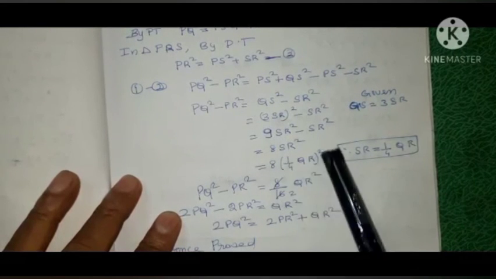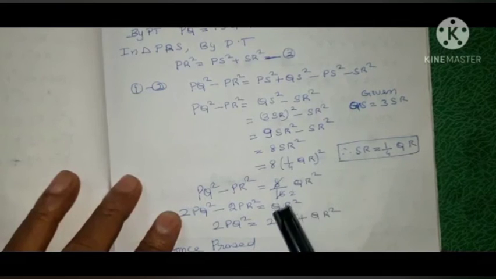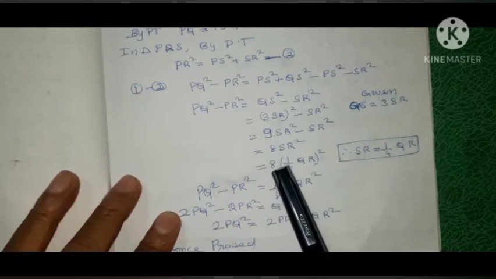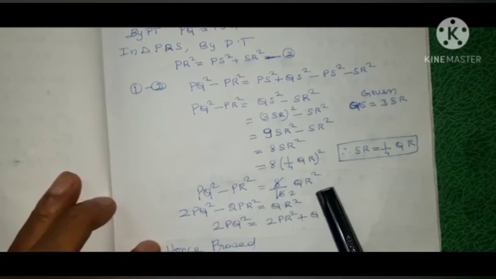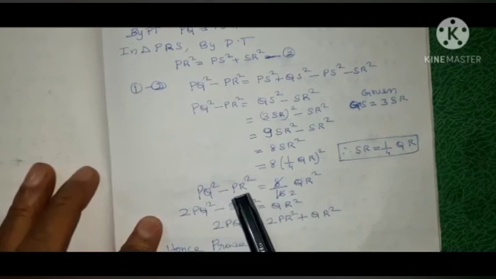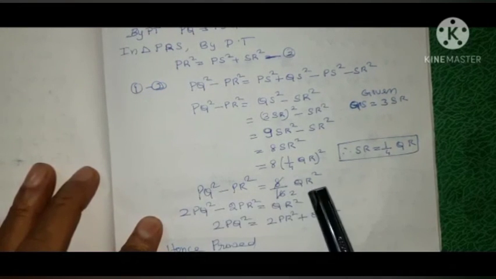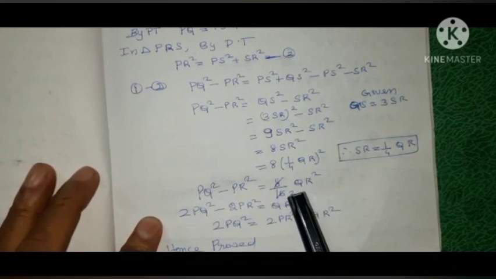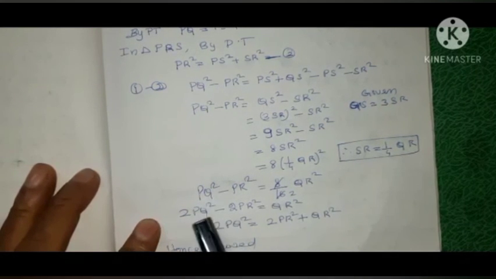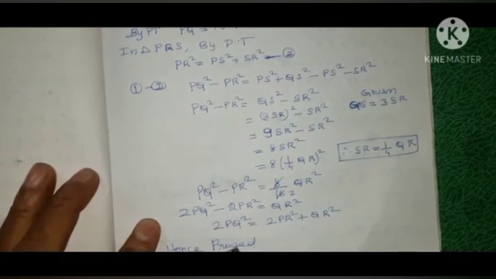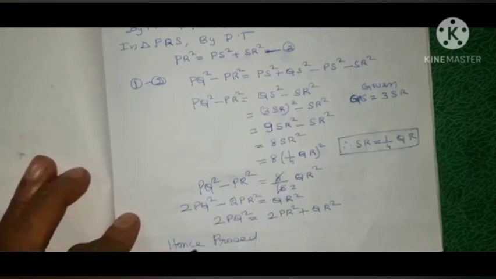SR is 1 by 4 QR, so 1 by 4 QR the whole square. 1 by 4 square is 1 by 16. So 8 by 16 QR square. PQ square minus PR square is equal to 1 by 2 QR square. Cross multiply, we get 2 PQ square minus 2 PR square is equal to QR square. 2 PQ square is equal to 2 PR square plus QR square. Hence proved.